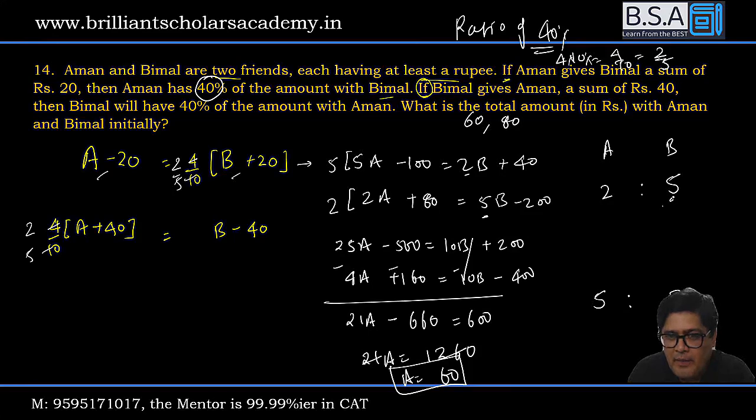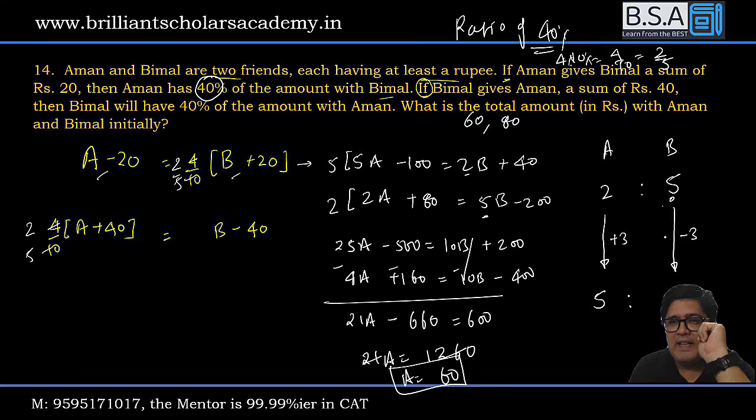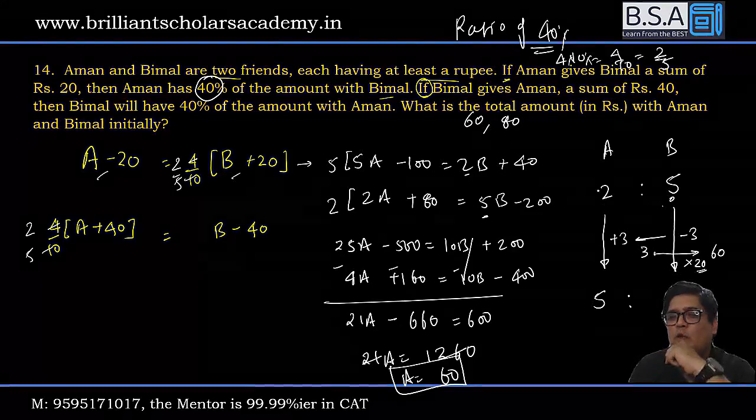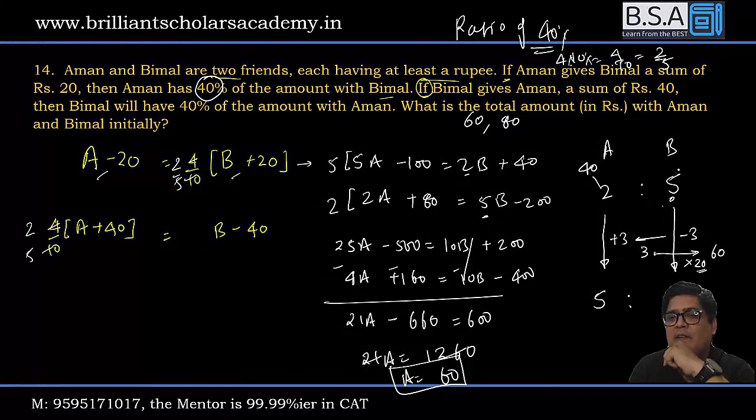See, from here for B to become 2, B has to take out 3 rupees. For A to become 5, B has to give this one 3 rupees. So there's an exchange of 3 rupees. According to me, that 3 rupees is 60. So 3 must be equal to 60. That is 20 times. 2 must be equal to 40 rupees. This must be equal to 100 rupees.